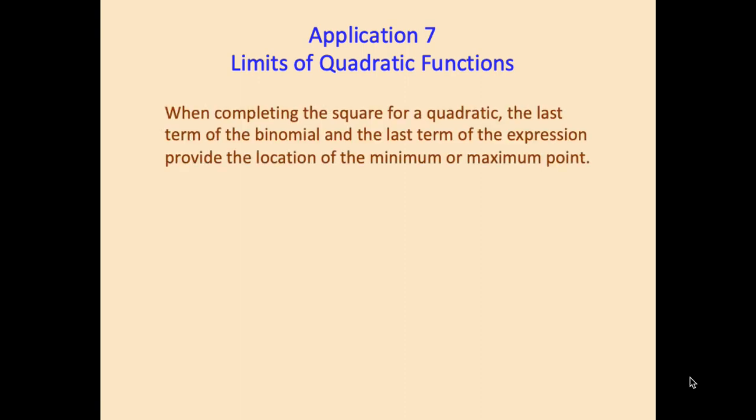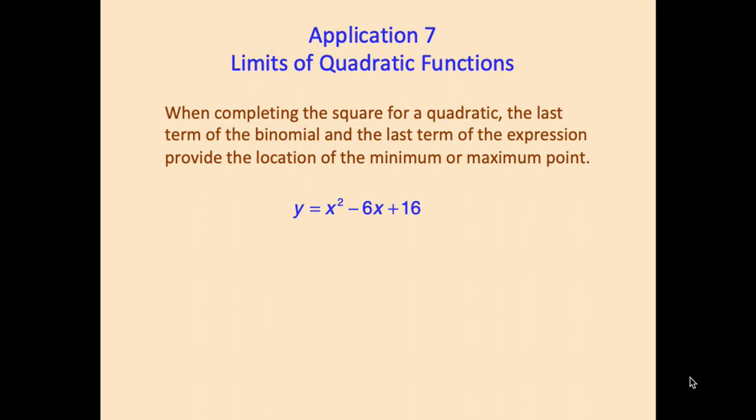Limits of quadratic functions, the 7th application. When completing the square for a quadratic, the last term of the binomial and the last term of the expression provide the location of the minimum or maximum point. So we have a look at this example. y is x squared minus 6x plus 16.